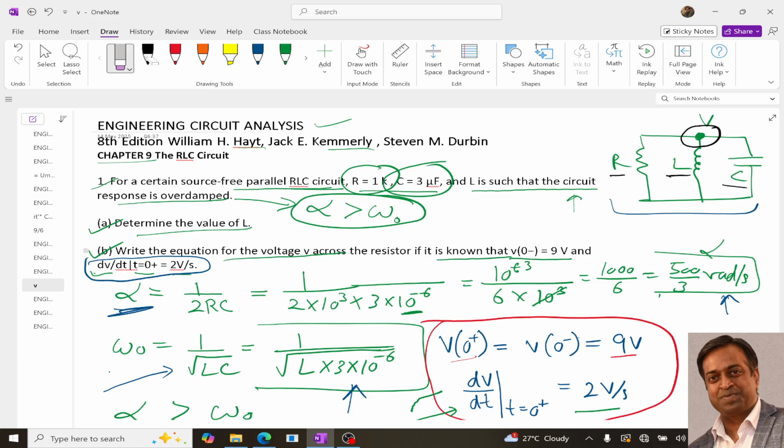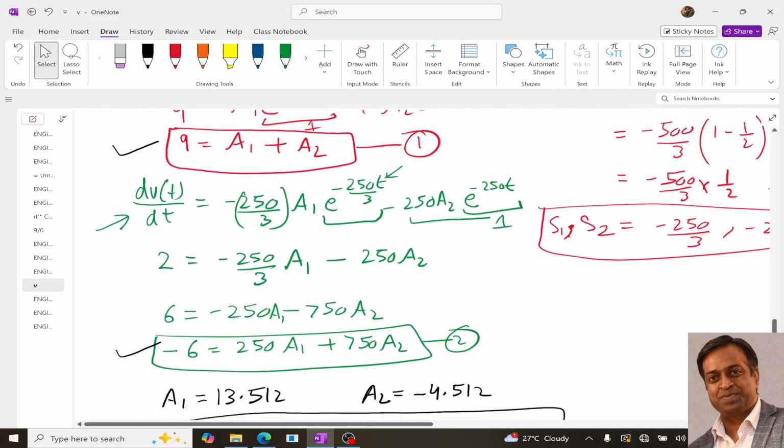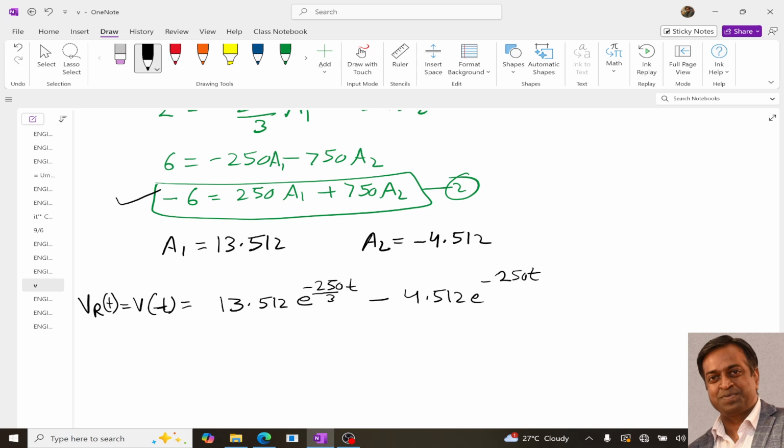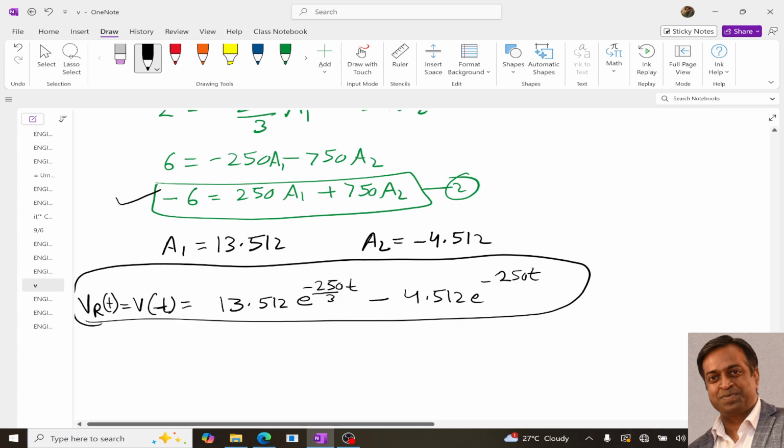The question is asking that we need to determine the equation for the voltage across the resistor, so this V that we have determined is also the voltage across the resistor, right? So this is the solution to this question number 1 of this chapter 9.